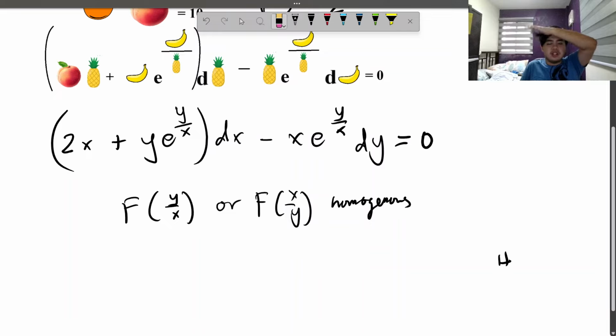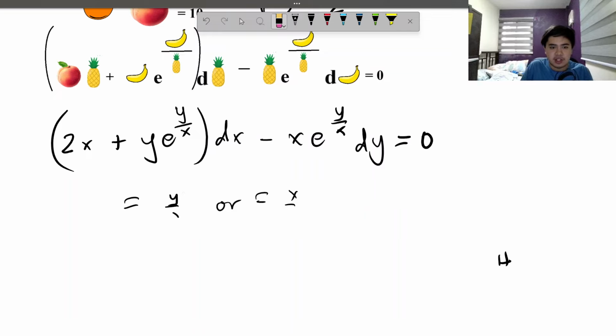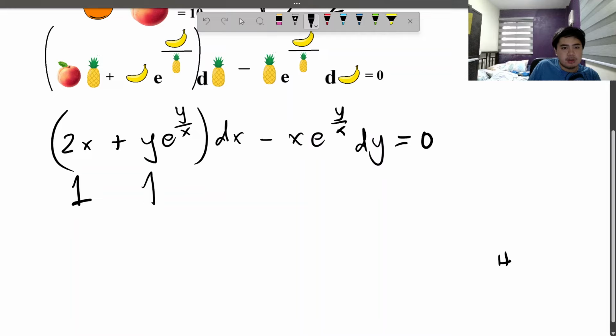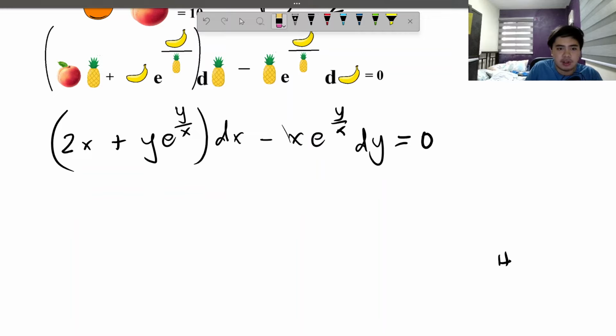Now, it doesn't necessarily mean that it's homogeneous. It just means that there's a good likelihood that it is homogeneous. So let's verify if this is indeed homogeneous. The degree of 2x is equal to 1. This is the degree, is 1. Here the degree is 1. E to the y over x has no degree, so that's just 0. So nothing there. In here, the degree is 1. So that's no problem. And this is indeed homogeneous because all the terms have degree 1.